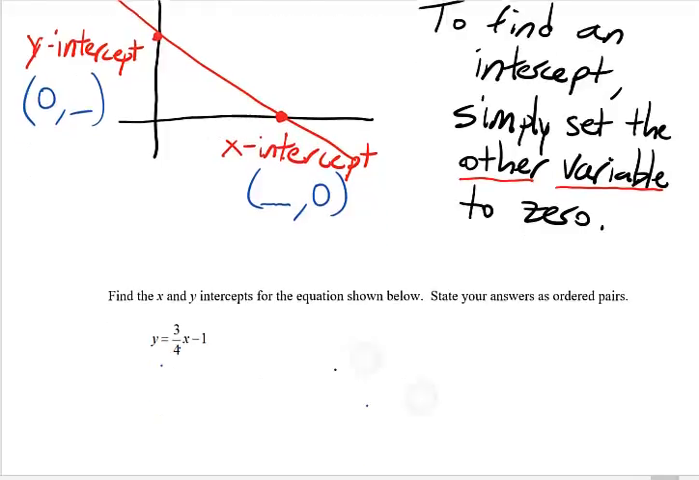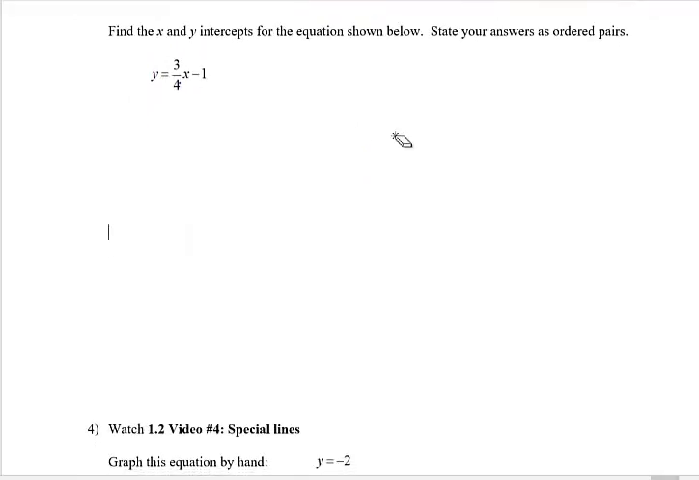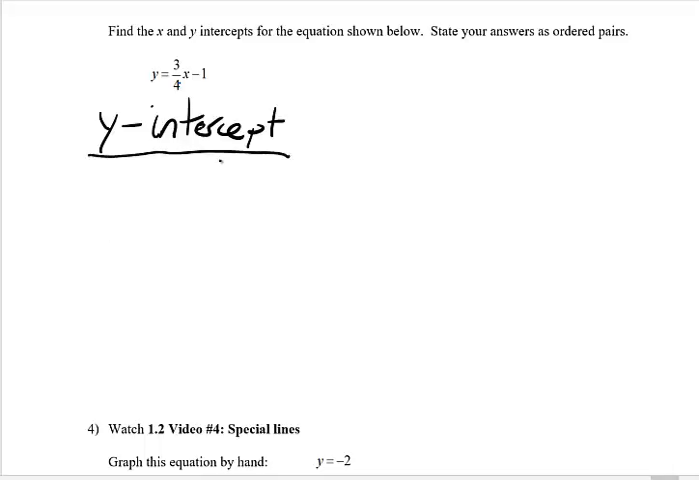Let's try this out in the example problem given below. This problem says find the x and y-intercepts for this equation. The equation is y equals 3/4 x minus 1. Let me start with the y-intercept. That turns out to be the easier one. According to our rule, if I want to find the y-intercept, I need to set the other variable to 0. In other words, I need to go to this equation and replace the letter x with a 0.